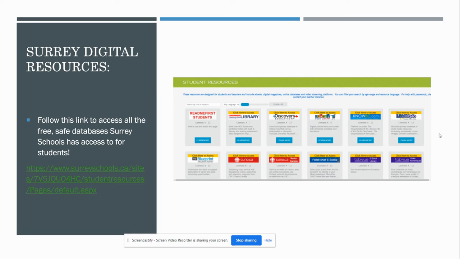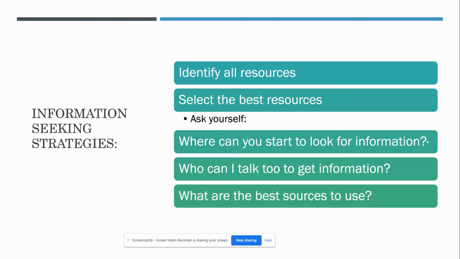Now, getting into the stages of inquiry that I want to look at today, I actually wanted to talk to you guys first about information seeking strategies. Now, these information seeking strategies are meant to identify the resources, and the questions that you need to ask yourselves are, where do you start looking for information? Who can I talk to for the information? And what are the best resources to use?